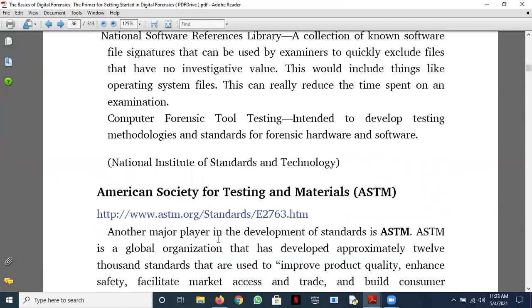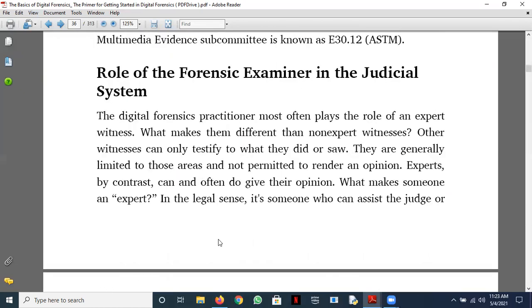Then we have the role of the forensic examiner in the judicial system. That means the person who is presenting the forensic information in a court of law, what is his role, how he must go about it. The digital forensics practitioner most often plays the role of an expert witness, because he has gathered all the information and checked its credibility. He's an expert witness who can tell everything about the crime.